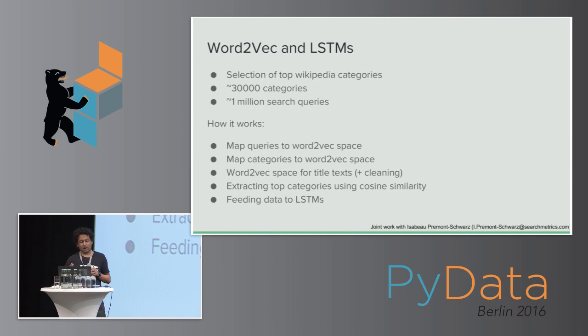And then we found out, okay, if you search for something, there are like 10 websites appearing. So we calculated word-to-vec for each of their titles after some cleaning. We removed the search query from the title, and then we calculated this word-to-vec space for each one of them. Then we extracted top categories using the cosine similarity, and we used this label data for our LSTMs.